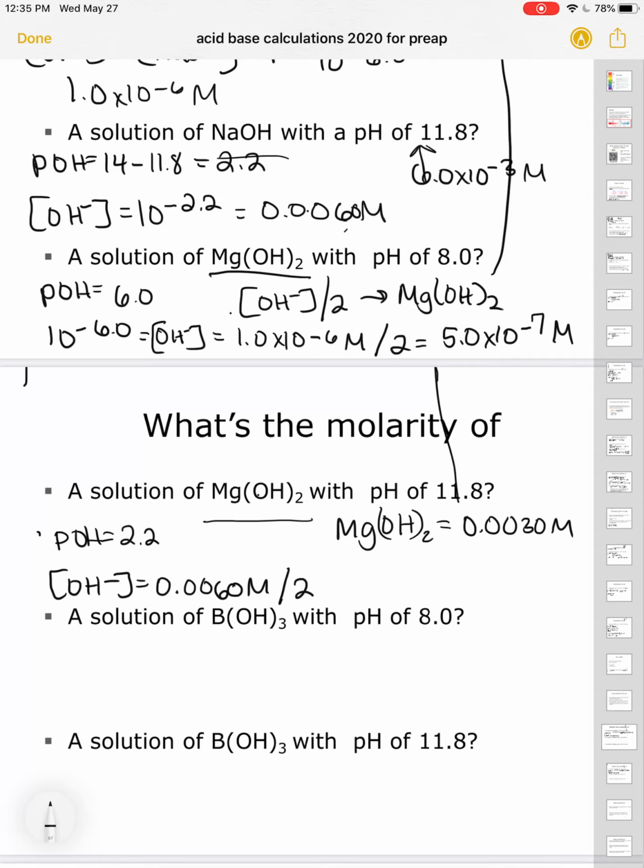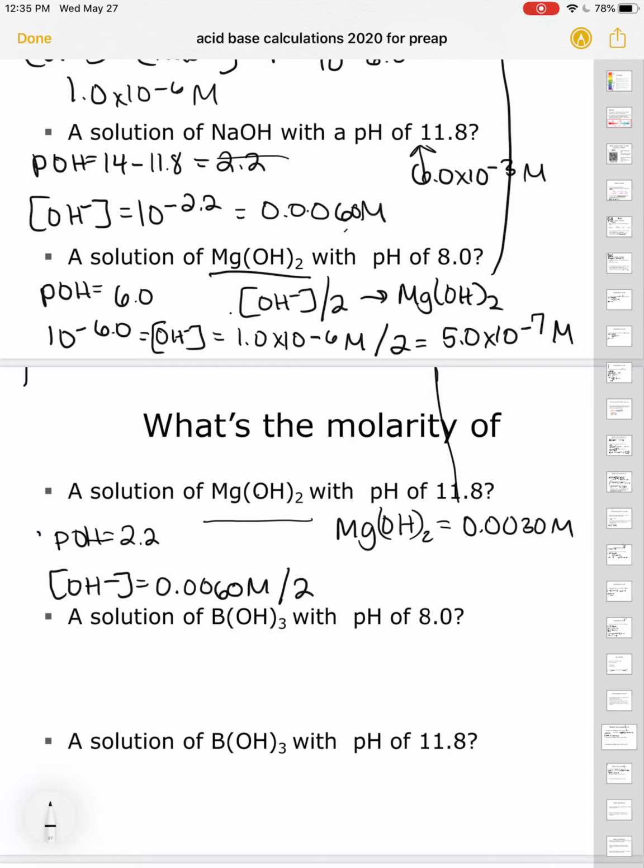Okay, so what if we've got boron trihydroxide? That's a tribasic base. If we have a tribasic base, whatever our hydroxide concentration is that we're solving for, we're going to have to divide it by 3 to get our base concentration. Okay, so let's do this one from the beginning.